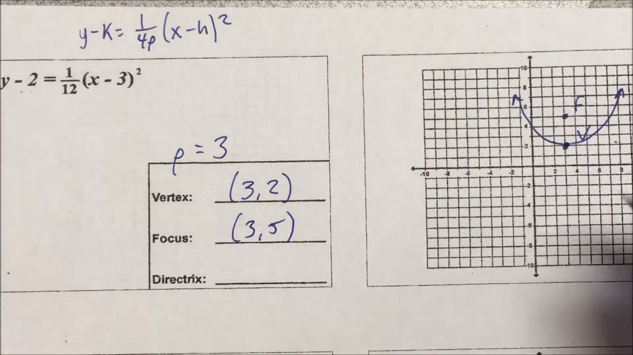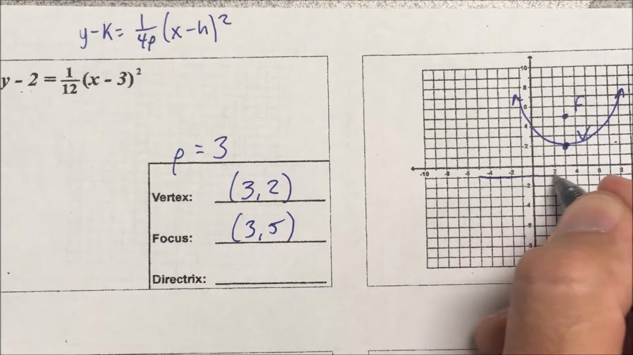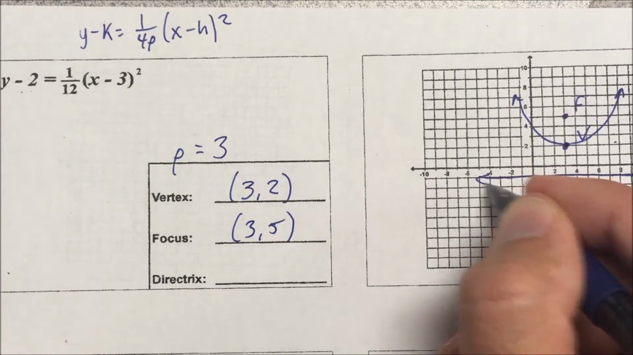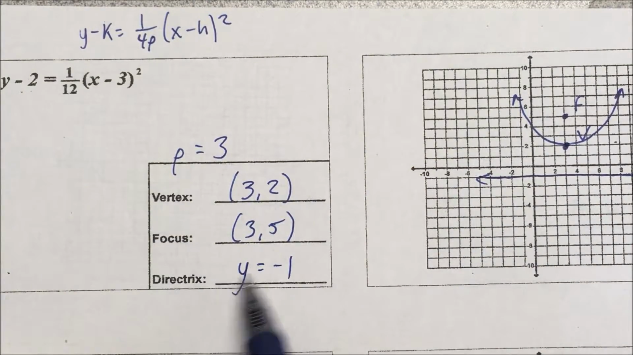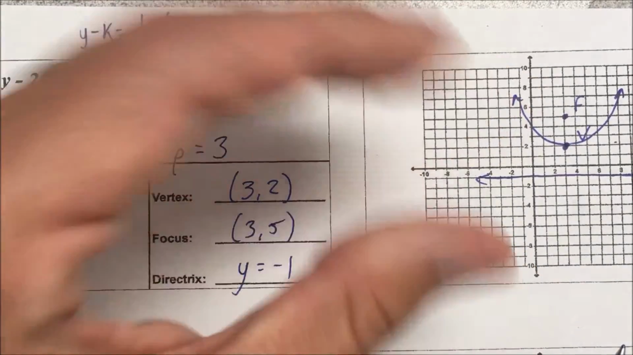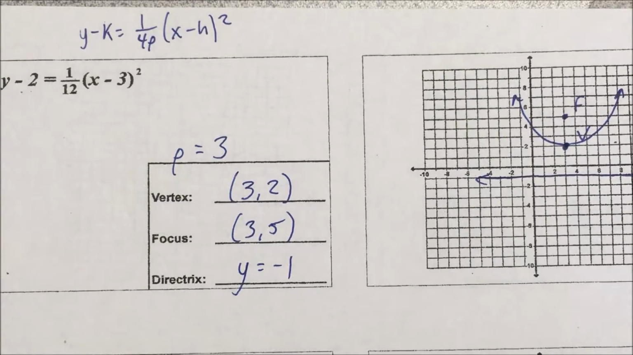And I would count the other direction to get to my directrix. So down 1, 2, 3. So my directrix would be this line right there at y equals -1. And make sure you write the y equals, because there's a difference. We're going to do parabolas that go horizontally, left and right, in a little while.